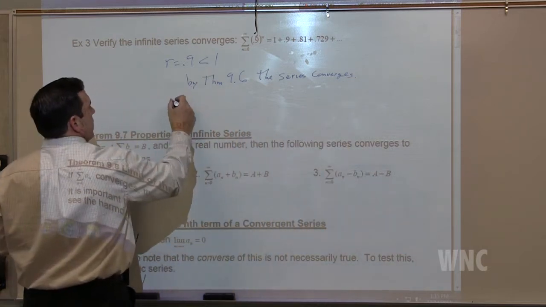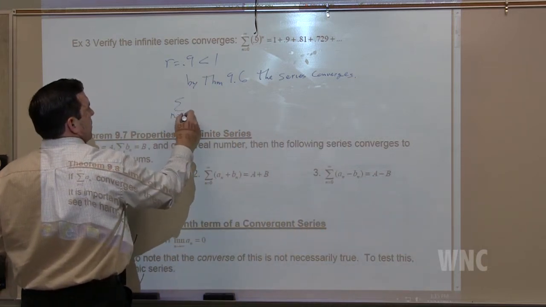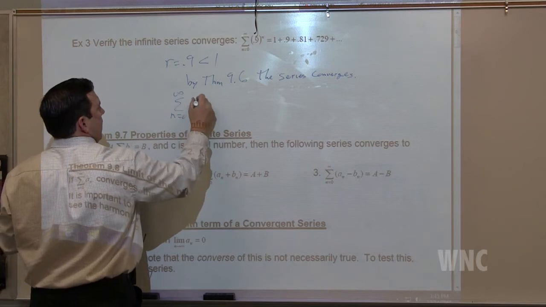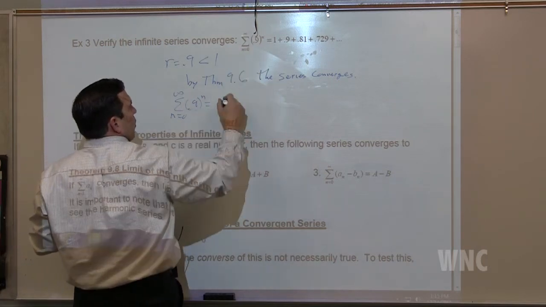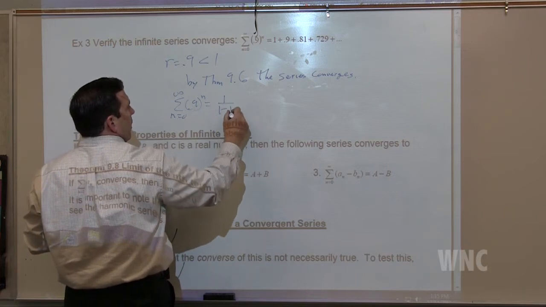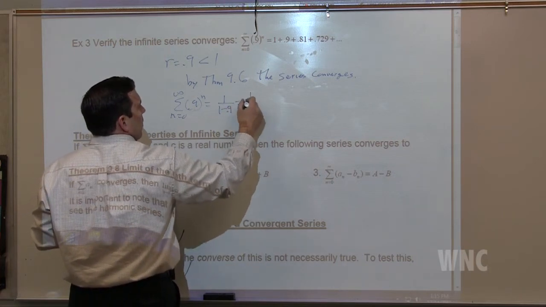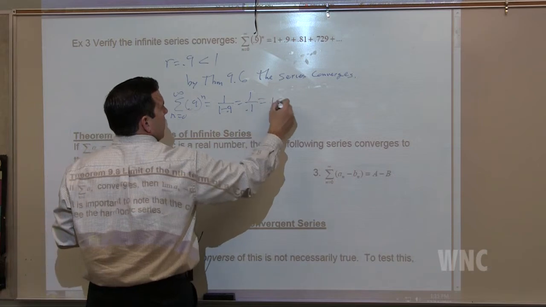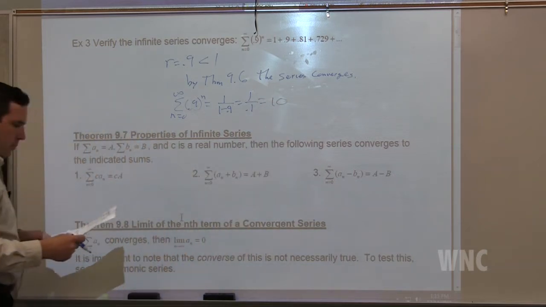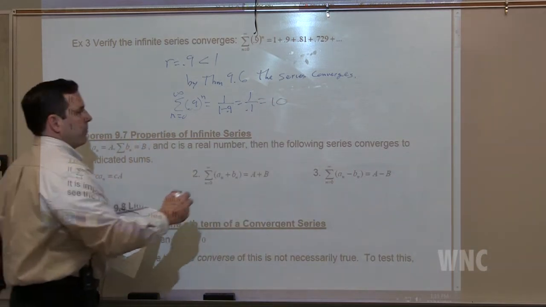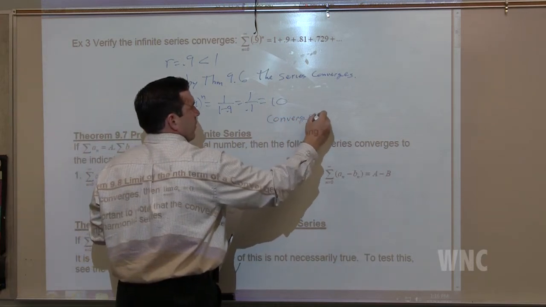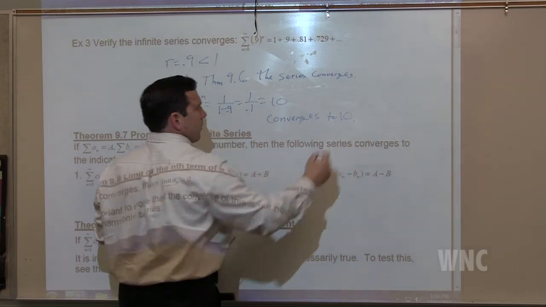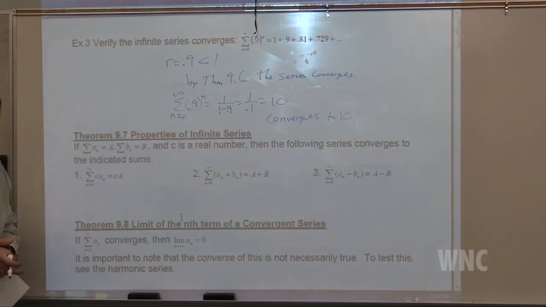What does it converge to? The sum as n goes from 0 to infinity of 0.9 to the n power is going to be a, which is just 1 here, over 1 minus 0.9. It's 1 over 0.1, which is 10. So it converges to 10. That was a fun one, I think.